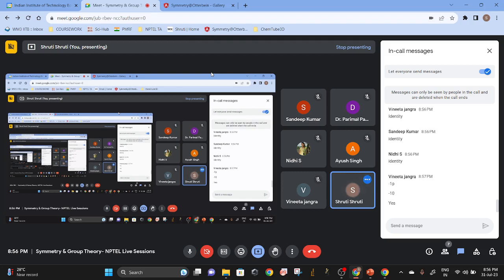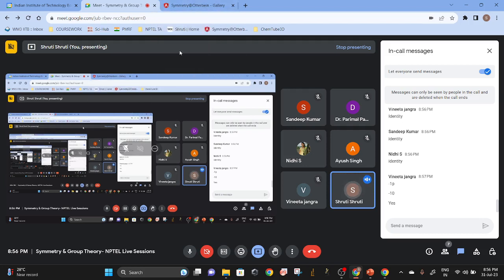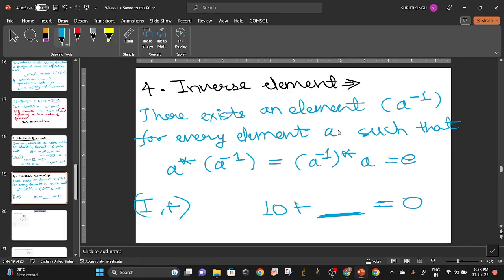Yes, it is. So -10 is a valid entity. We can add -10 because -10 is an element itself in the set, so we are not taking anything out from outside. We have the set of integers. We are taking -10 and adding it here to 10 to get my identity element.